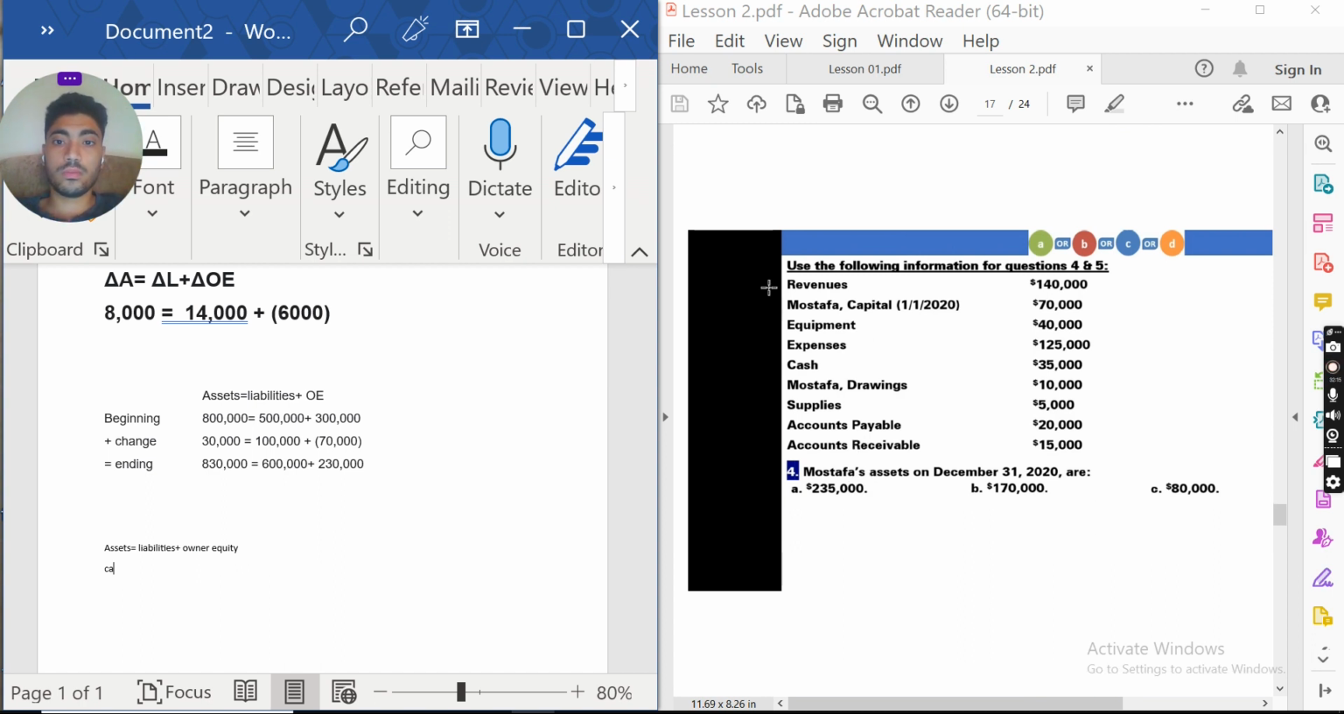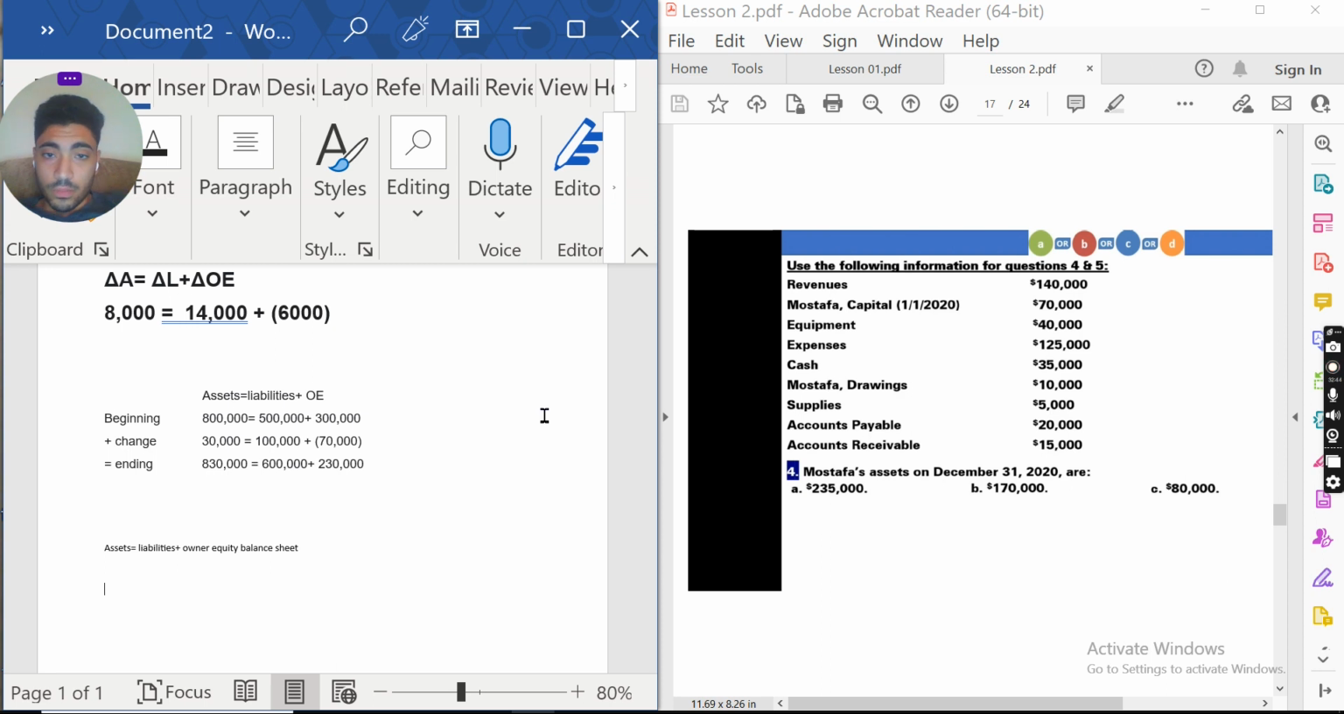Alright, guys. Let's get started. Assets equal liabilities plus owner's equity, right? That's called the basic equation, and we provide it in the balance sheet. From now on, let's simplify it.